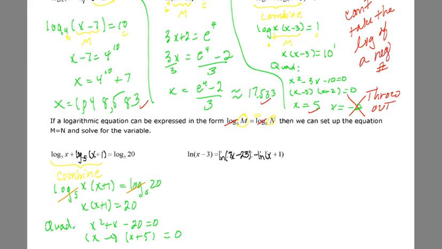Remember, we have to check our solutions. If I put a 4 in the original, I'm taking the log of a positive number, we're good. If I put a negative 5 in the original, I have a problem because I end up taking the log of a negative number. Throw that one out. So one answer, x equal 4. Over here, one answer, x equal 5.